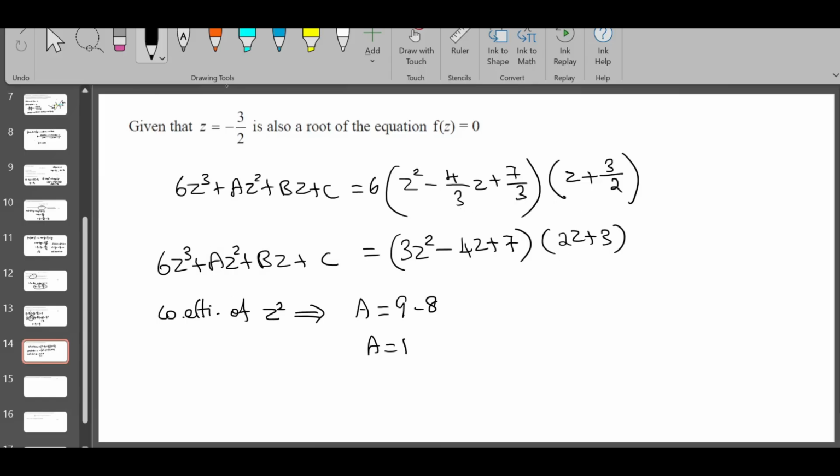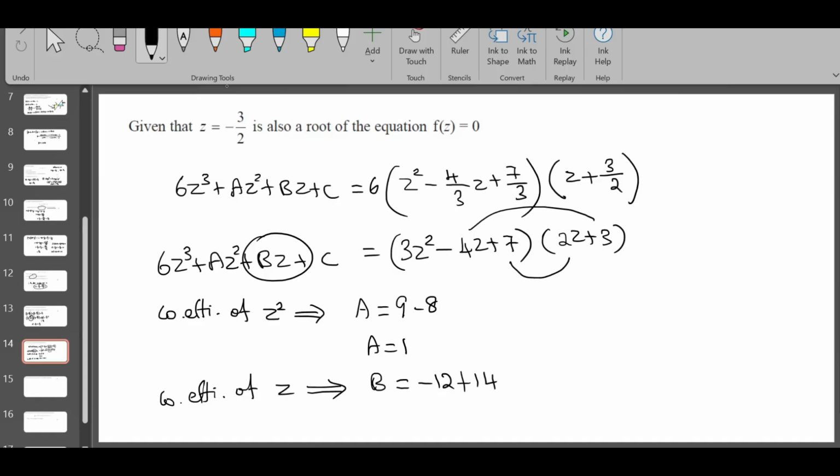And then compare the coefficient of z now. b is equal to minus 4 times 3, which is going to be minus 12z. So the coefficient of z is minus 12. 7 times 2 is 14, plus 14. So b is equal to 2.